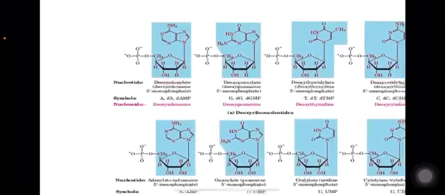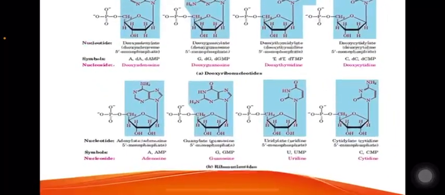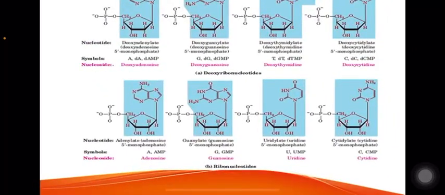The nucleotides here are deoxyadenylate, deoxyguanylate, deoxythymidylate, deoxycytidylate. And in RNA, instead of deoxythymidylate, we find uridylate.